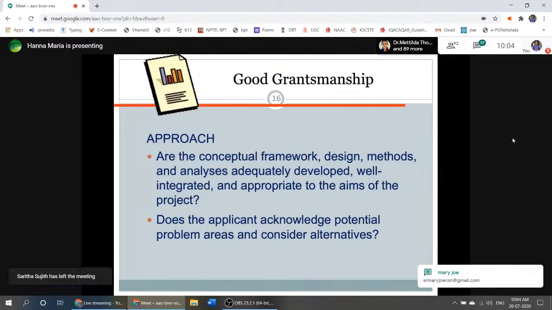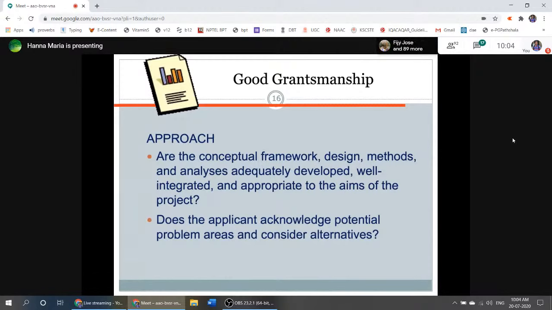Does the applicant acknowledge potential problem areas and consider alternatives? These are also very, very important questions. Next one, please.